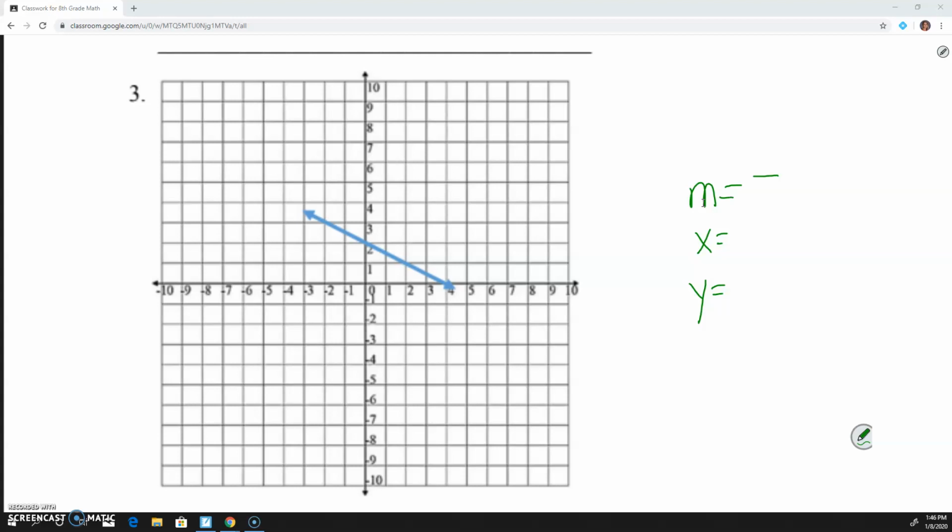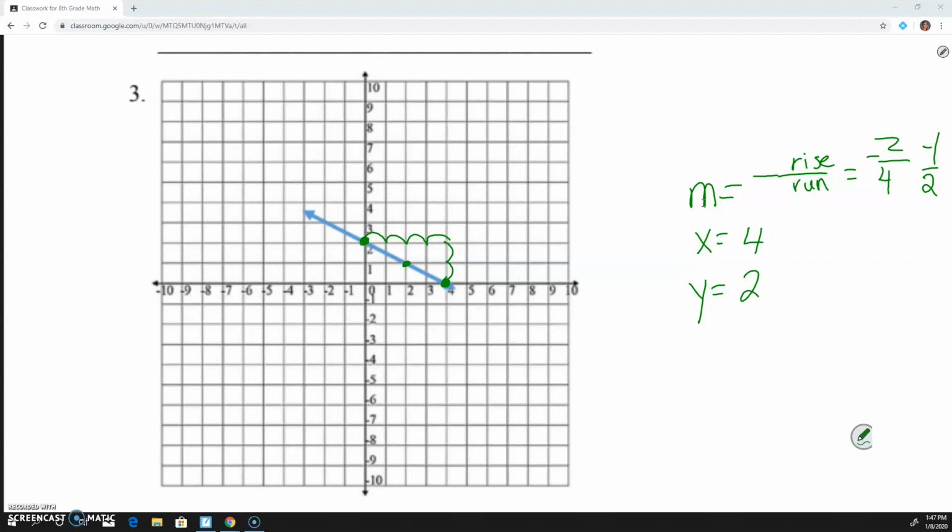Real quick, it'd be easy for me to find my x. What's my x? 4. What's my y? 2. And I want to find my slope, which is rise over run. We already said it was negative. I rise up 1, 2. I run over 1, 2, 3, 4. I can leave it like that, or I can put it in simplest form. Negative 1 over 2. Let's check negative 1 over 2. Up 1 over 2. Did it work? Yes. Up 1 over 2.